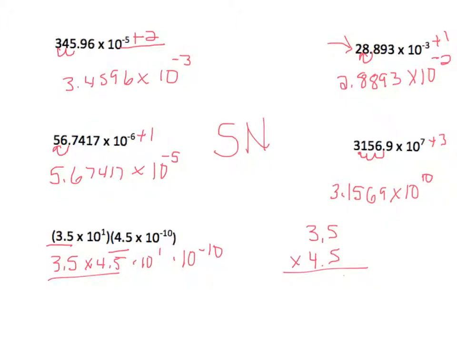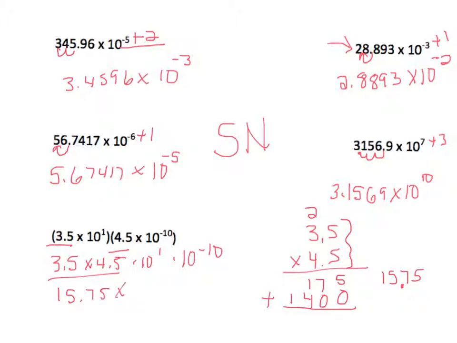5 times 5 is 25. Carry the 2. 5 times 3 is 15 plus 2 is 17. 4 times 5 is 20. Carry the 2. 4 times 3 is 12 plus 2 is 14. And then you add. So I have 1, 5, 7, 5. There's 2 decimal places here, so there has to be 2 in my answer.